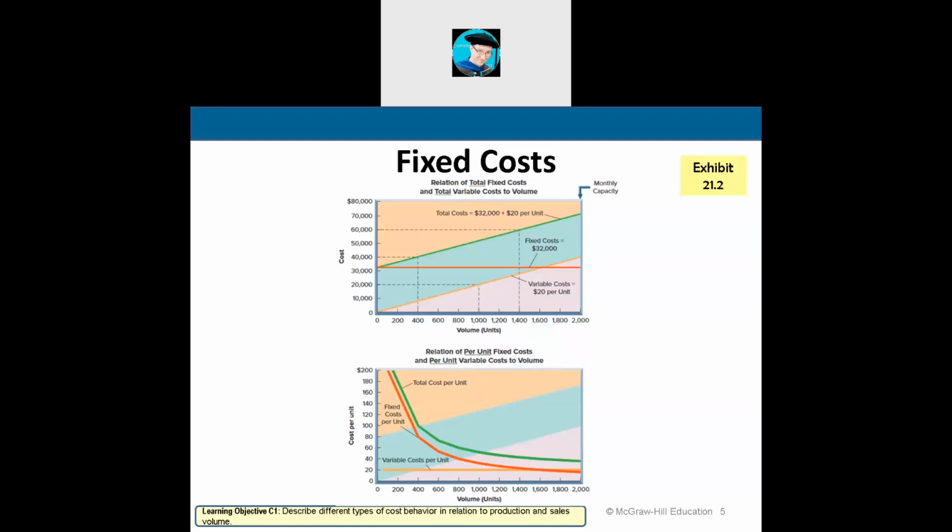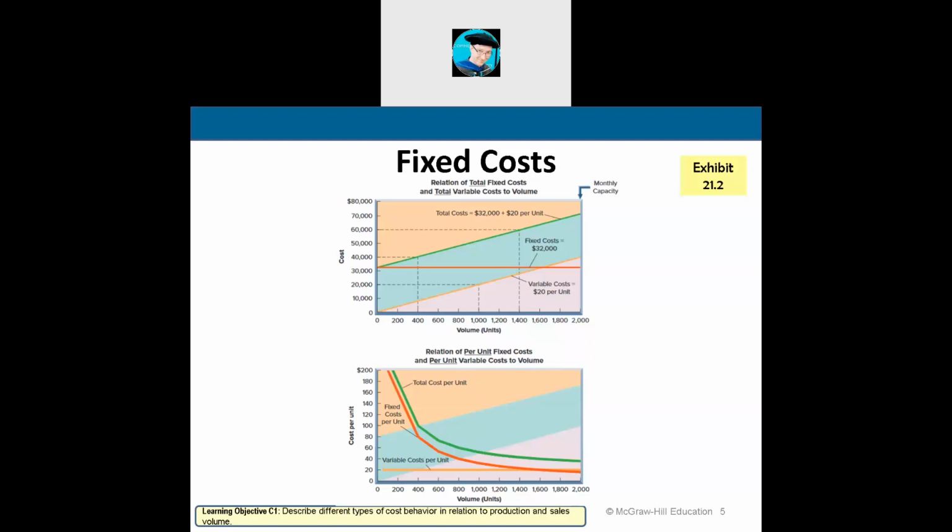My variable costs are $20 per unit. Remember, that's direct materials, direct labor, factory overhead, $20 per unit. That $20 per unit remains the same. What's variable is the number of units. The variable costs remain the same. My direct materials, direct labor, factory overhead per unit remains the same, $20 per unit. What changes is the number of units.